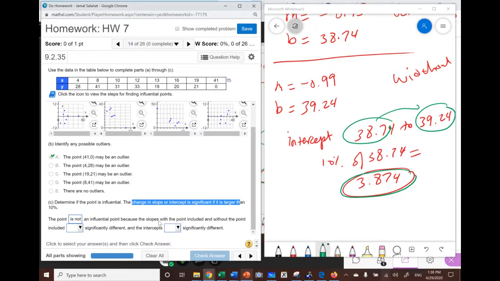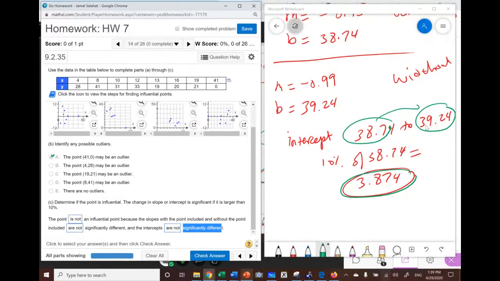Remember, you can take the slope or intercept, any one of those, because in here it says "or", one or the other. I did the intercept, you can do the slope. The same thing about the slope, with and without. It says in here, with the point included and without the point included are significantly different. In this case, it's not significantly different. It is very close. And the intercepts are the same thing, not significantly different.